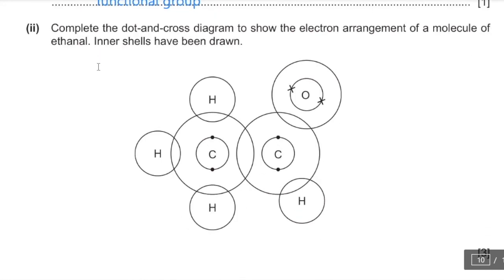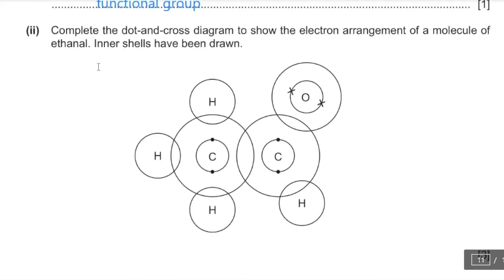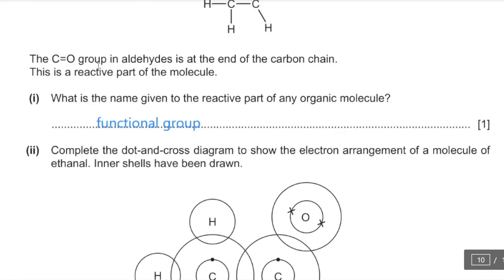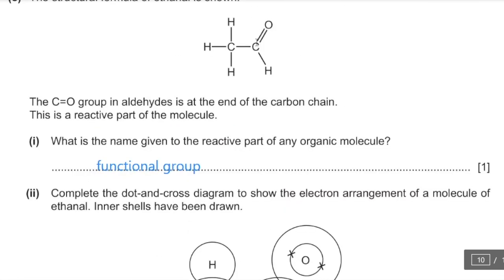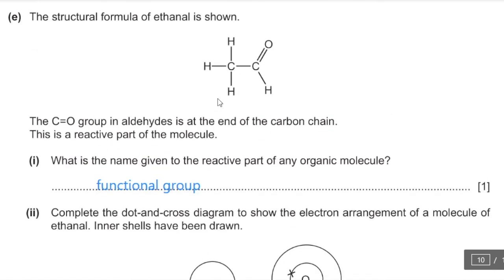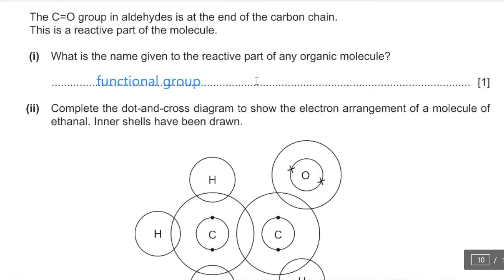To complete the dot and cross diagram to show the electron arrangement of a molecule of ethanal, the inner shells have been drawn. So as you can see over here, only carbon and oxygen have a double bond. The rest have one bond, which means a single bond, and that means they are all going to be sharing 2 electrons with each other except for the second carbon and oxygen, which share 4 electrons.